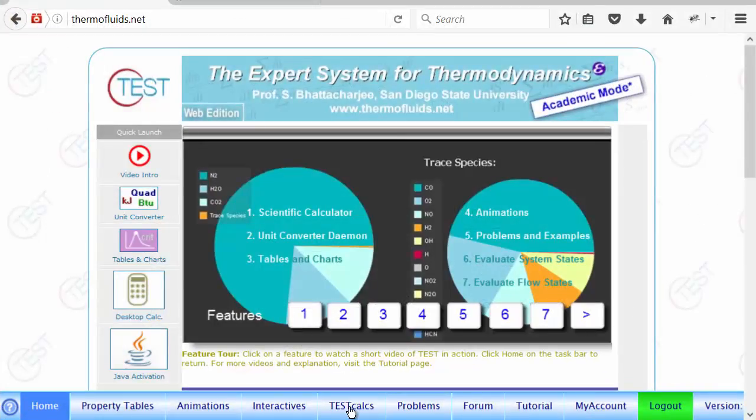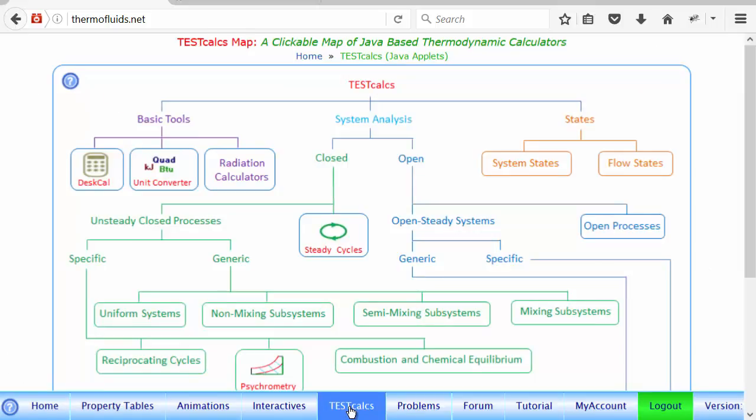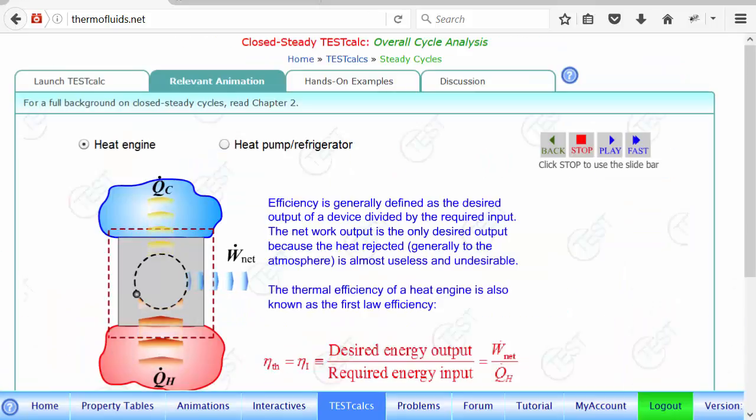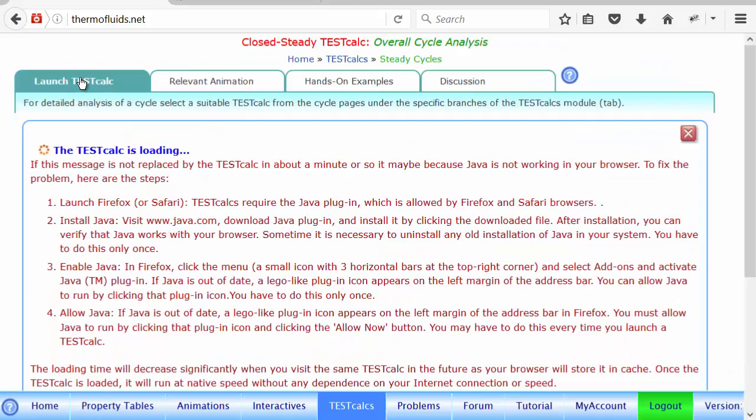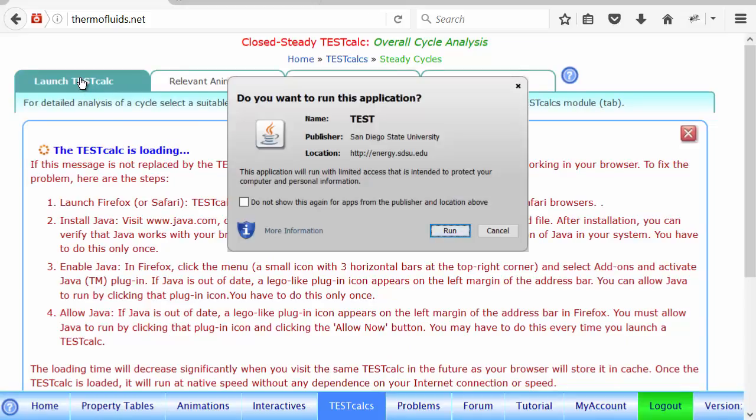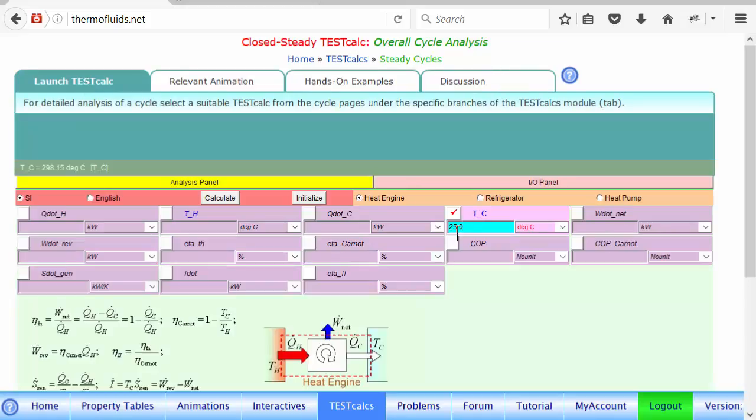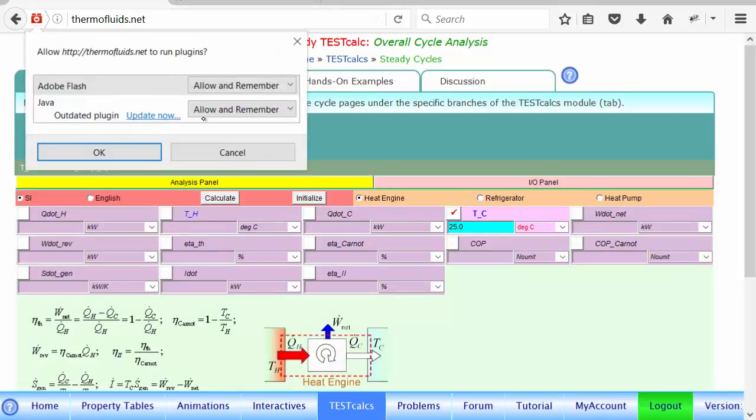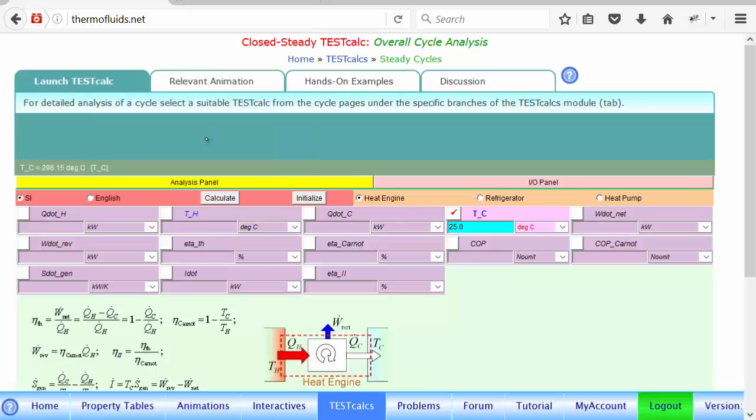I've already logged in. Go to TESTcalc. Again, a heat engine is a closed system which runs at steady state. So we click here, and to launch TESTcalc, we go to the tab and hit the run button. Sometimes Java is not allowed, and then you have to say allow Java here. Notice that there are three different radio buttons here. Heat engine is already chosen.